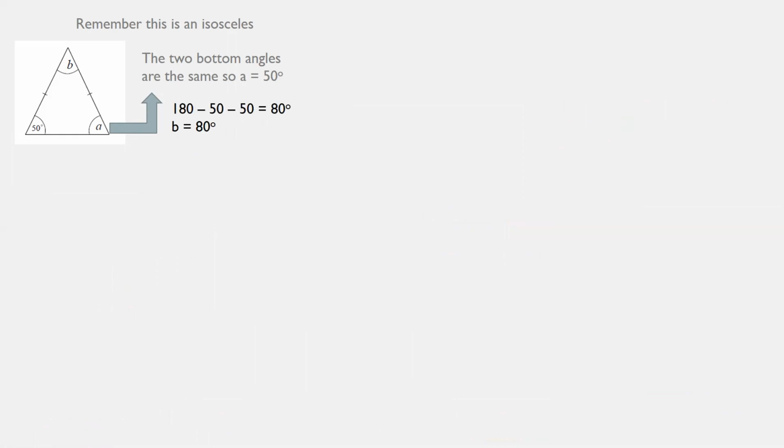So let's look at some examples. So we have this triangle, an isosceles. So that means that this angle here will also be 50 degrees. Then we can just take away from 180, because we know the whole thing makes 180. So we'll take away the 50 we have here and the 50 we have here. So that means that B must be 80 degrees.